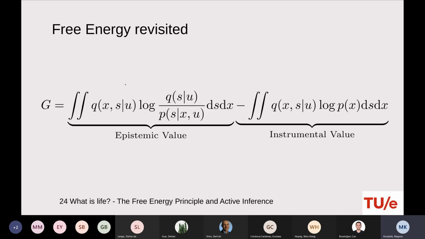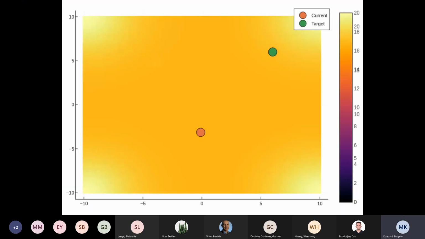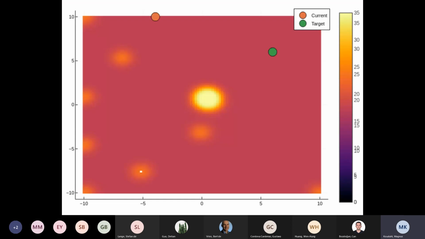That is, it needs this term, this epistemic value term, to quantify how much it is likely to learn from proposing a particular set of parameters to a user. All this is very abstract, but we can look at it and then it becomes very concrete. Here we have an agent that's tuning two parameters, and what we're visualizing is the objective function. The orange dot represents the current set of parameters that the agent is querying. And the green dot is the target. That is, for a simulated user, these are the optimal parameters.